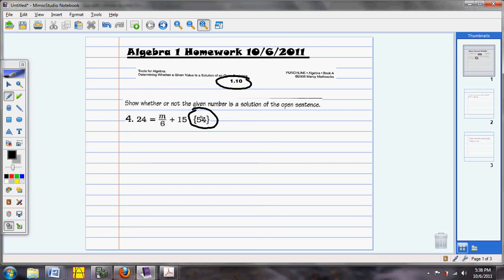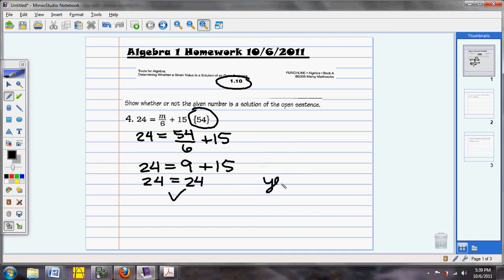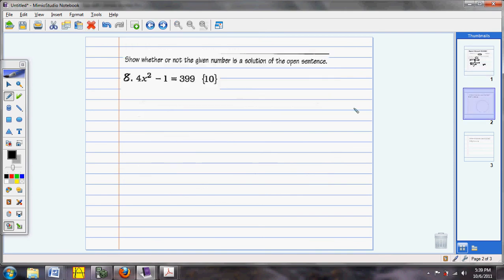So all you have to do is substitute 54 in place of this m. We're going to copy down the problem, but instead of m, we're going to put in 54, and then you are going to evaluate it using the order of operations and see if it's true or false. 54 divided by 6 is 9. Bring down the 15. Is this a true equation or false equation? This side's 24. 9 plus 15 is also 24. So this one is true. Now the code down at the bottom says pick a yes or a no. All right, let's go on to the next problem.